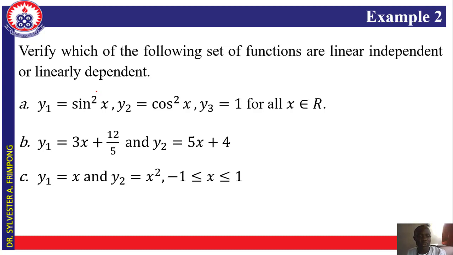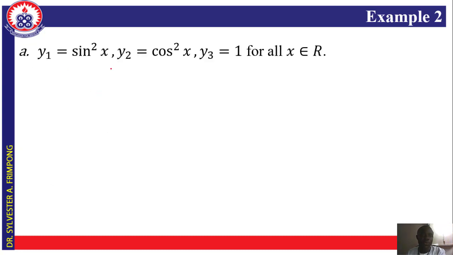So let's see how we go through these few examples here. Let's start with the first one. When we find out whether these functions are linearly dependent or linearly independent, we write a linear combination of them: c1 sine squared x plus c2 cos squared x plus c3 equal to 0. So c1 multiplied by sine squared x, c2 multiplied by cos squared x, and c3 multiplied by 1.